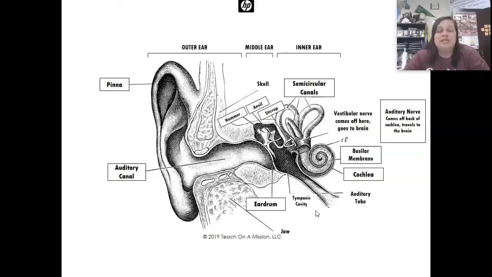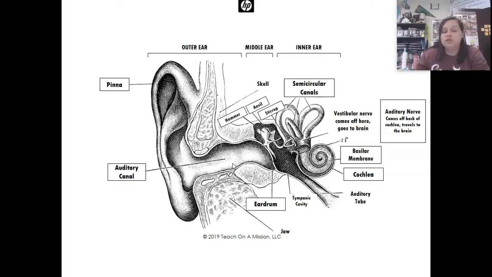Here we've got the anatomy of the ear, and you'll be doing a drag and drop over this one as well. So our outer ear consists of the pinna, and almost all of these have a second name, just to make it nice and confusing for you. The pinna is also called the auricle, but that's that flap on your ear, and it's actually specially designed like that in order to direct vibrations down into your ear.